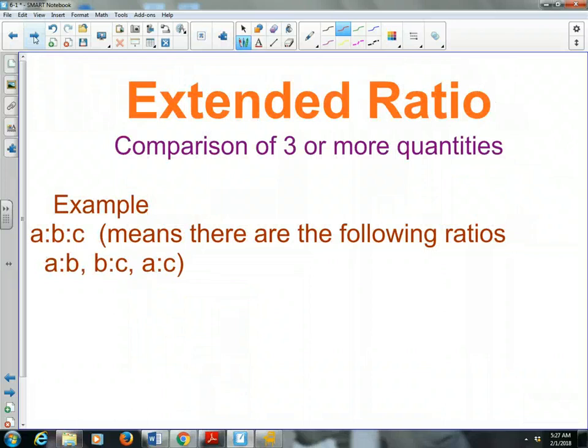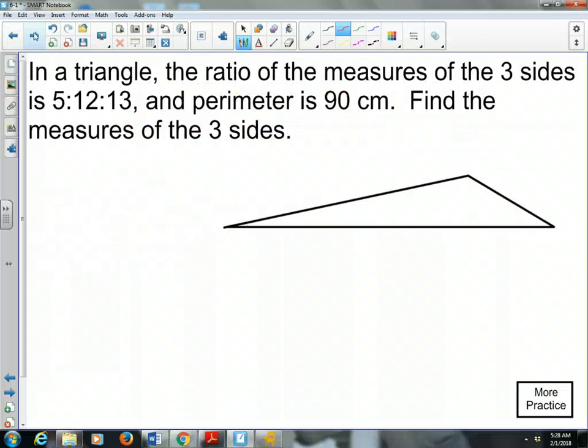An extended ratio, again, is a comparison. This time, it's of three or more quantities. For example, A to B to C. In this example problem, in a triangle, the ratio of the measures of the three sides is 5 to 12 to 13. It's an extended ratio. The perimeter is 90. Find the measures of the three sides.